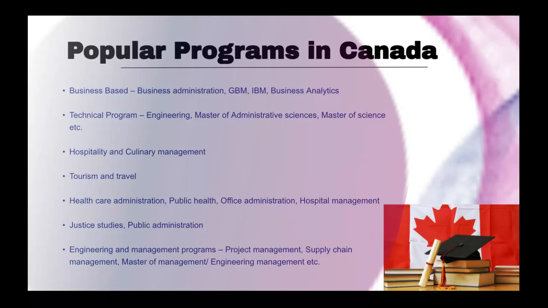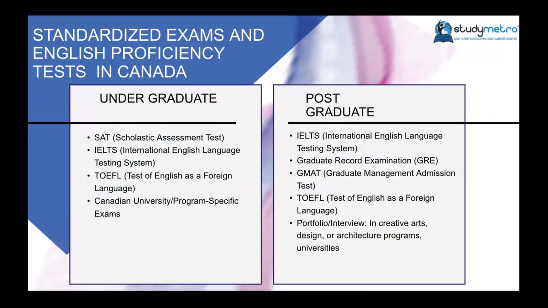Apart from these basic and core programs, we also have some blended programs in Canada which offer a cross gateway from one field to another field. So, for example, if an engineering student wants to apply for a management program, he can simply go for a project management program, which is a blend of two. Similarly, supply chain management, master of management, and engineering management are also programs which would enable you to go into the management field from any different domain.